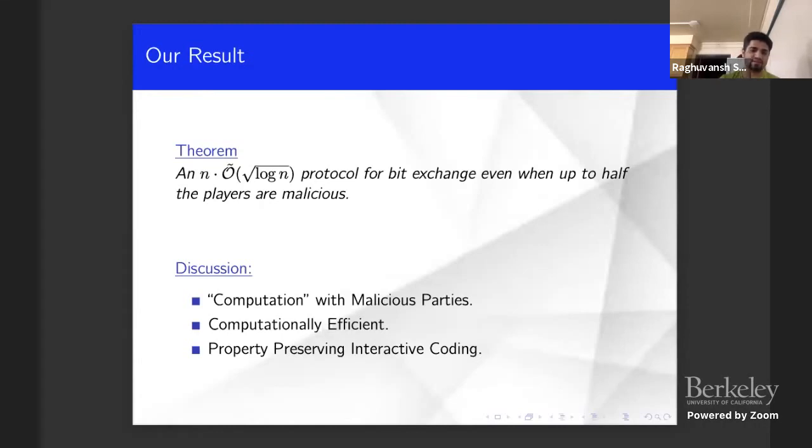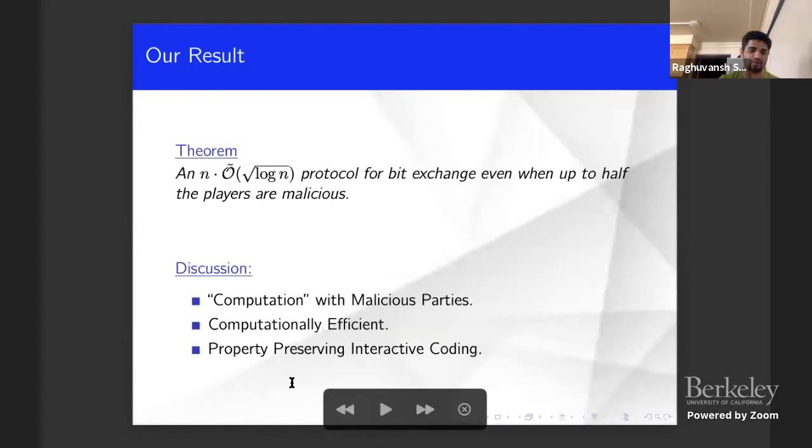He loses the resilience to malicious players. He's still efficient, so I won't say that, but he loses the resilience to malicious players, but he does bring down the communication from n log n to n log log n. And what we are saying is that this is not really necessary. You can even improve on n log log n, even if you are not compromising on the other properties.